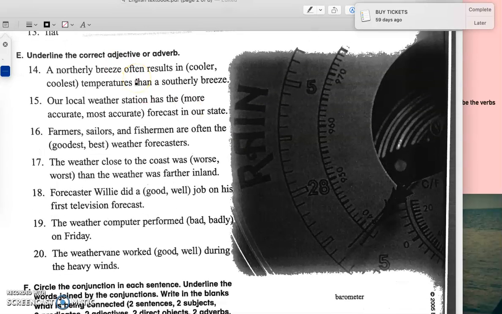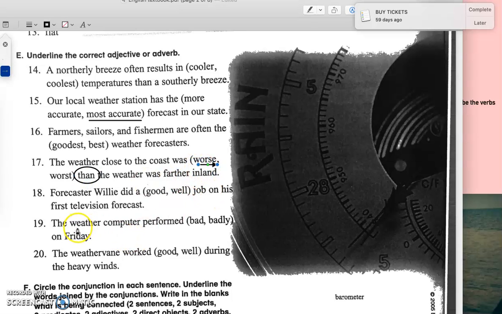E, underline the correct adjective or adverb. Let's do the odd numbers. Our local weather station has the blank forecast in our state. So it's not comparing just two things. Our local weather station has the most accurate forecast in our state. Out of all the states, it's the most accurate. 17. The weather close to the coast was blank than the weather further inland. So if you see the word than, we know that we are comparing two things here, so it's worse. Worse than.